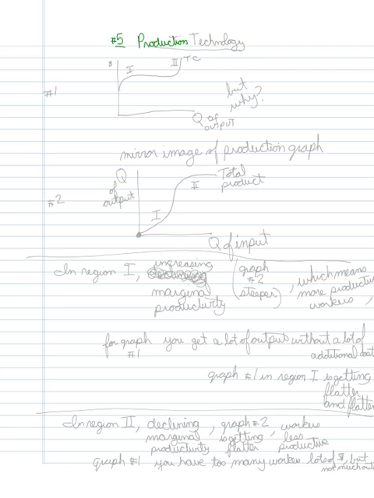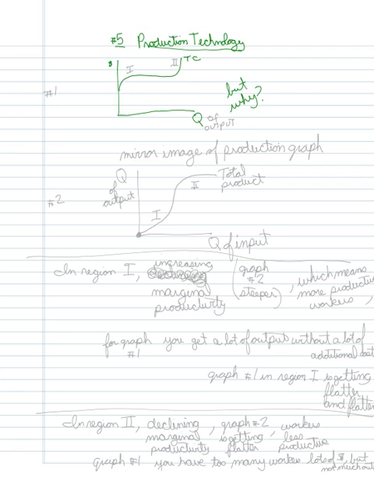Then I want to talk about production technology and how firms then make the things that they're making. We saw in the previous video that my total cost curve was shaped like that. But why?